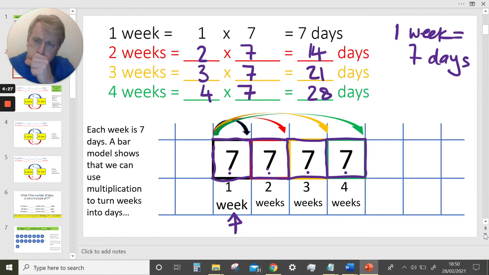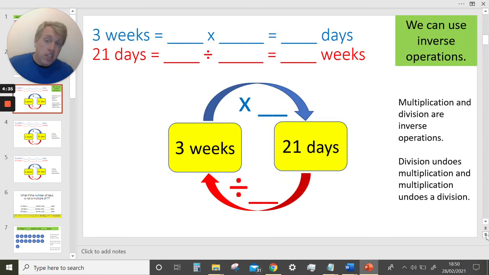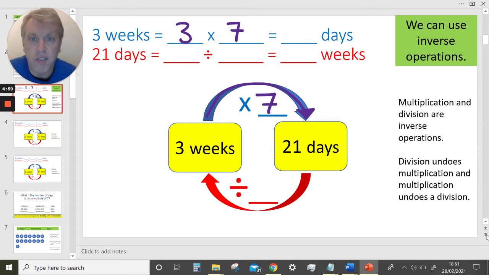So, do you remember? We were looking at using multiplication last week, but I want us to remember that, of course, we can also use inverse operations. And I've tried to show it like this. If we start with 3 weeks, when I want to turn it into 21 days, I'm going to times by 7, aren't I? 3 groups of 7 days is 21 days. But today we're going the other way.